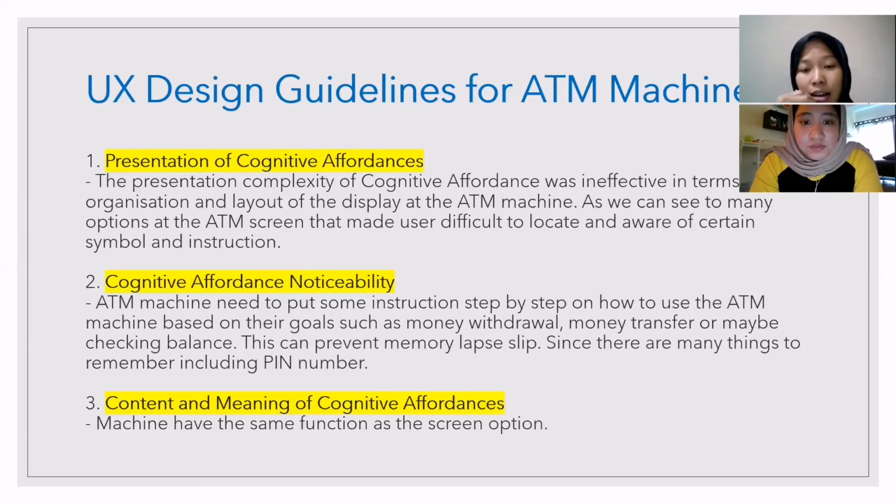The first one is presentation of cognitive affordance. The presentation complexity of cognitive affordance was ineffective in terms of organization and layout of the display at the ATM machine. As we can see, there are too many options on the ATM screen, which makes it difficult for users to locate and be aware of certain symbols and instructions. What I mean here is when you go to the ATM machine, on the screen you can see many options that we need to choose to achieve our goals.